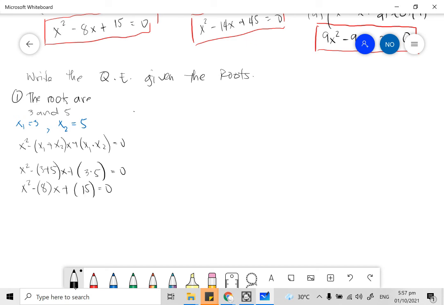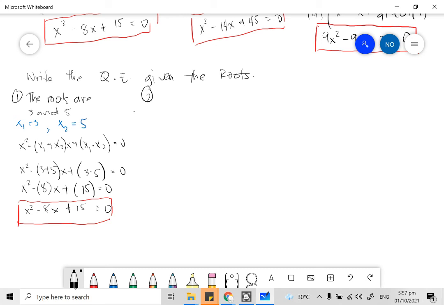Remove na natin yung parenthesis class and distribute the negative sign or the signs. You will have x squared minus 8 times x, or negative 8x, and then positive times 15 will be plus 15 equal to 0. Therefore, class, the quadratic equation given the roots 3 and 5 is x squared minus 8x plus 15 equal to 0. Alright? Next example. Number 2.